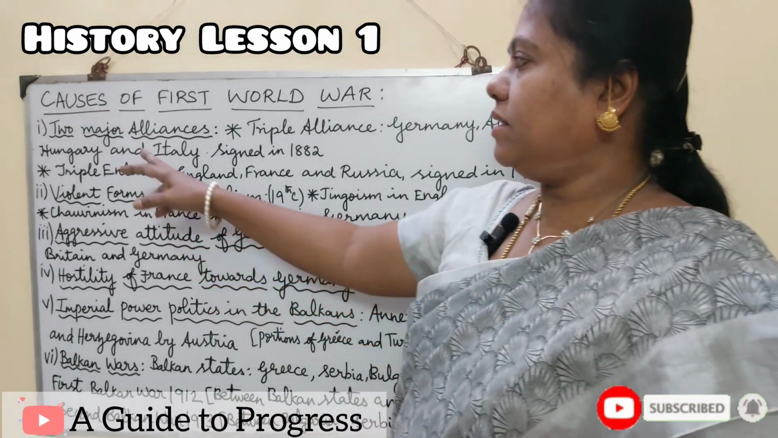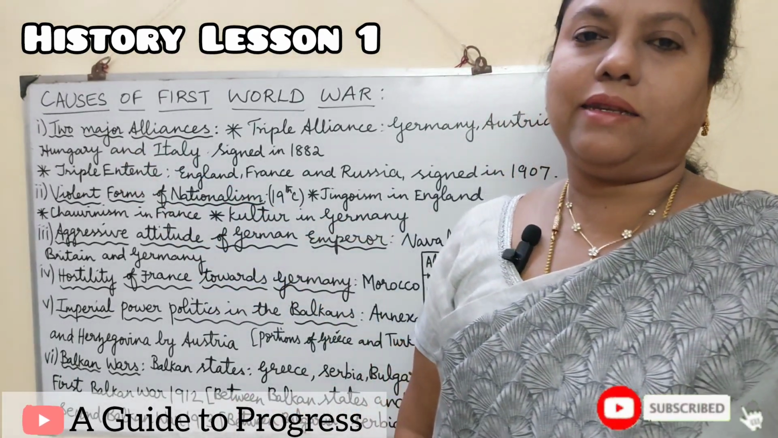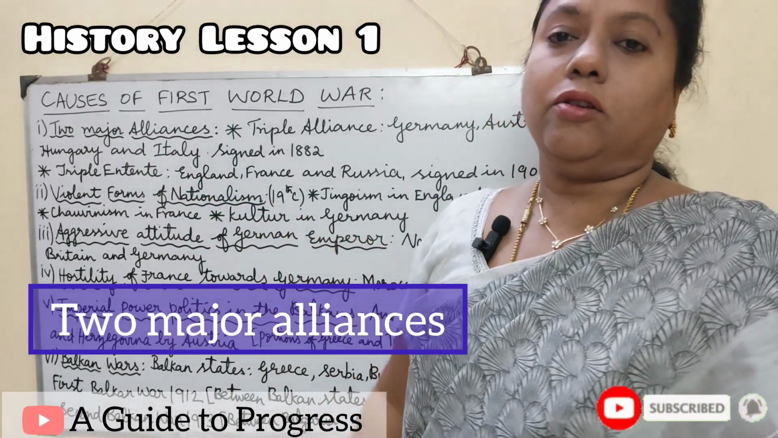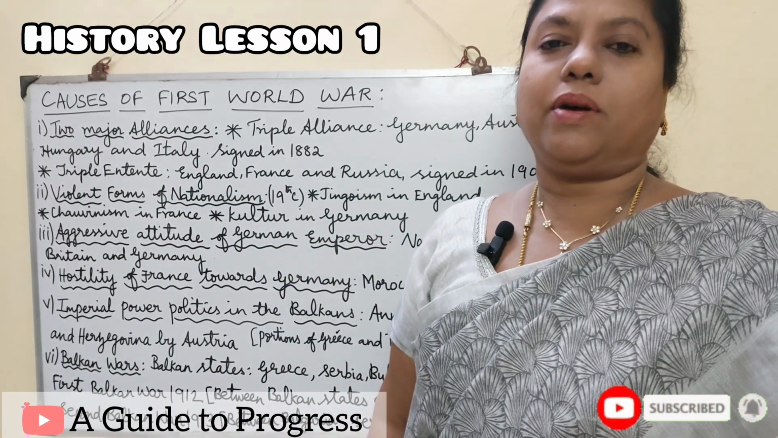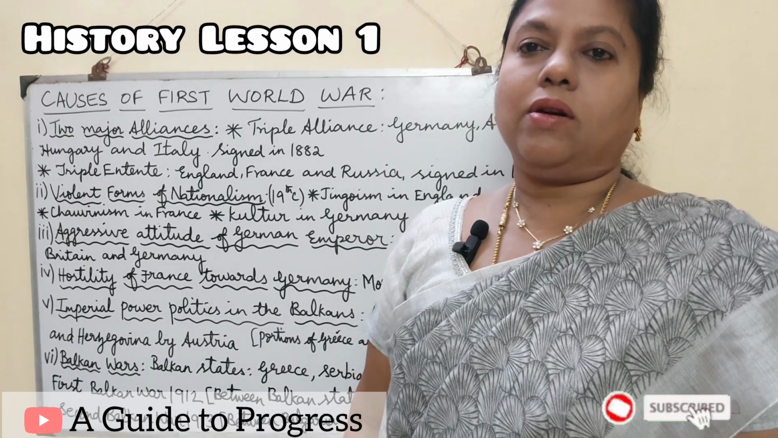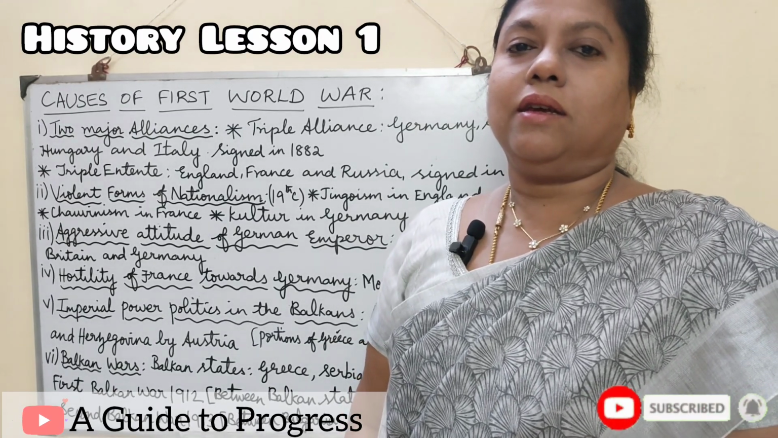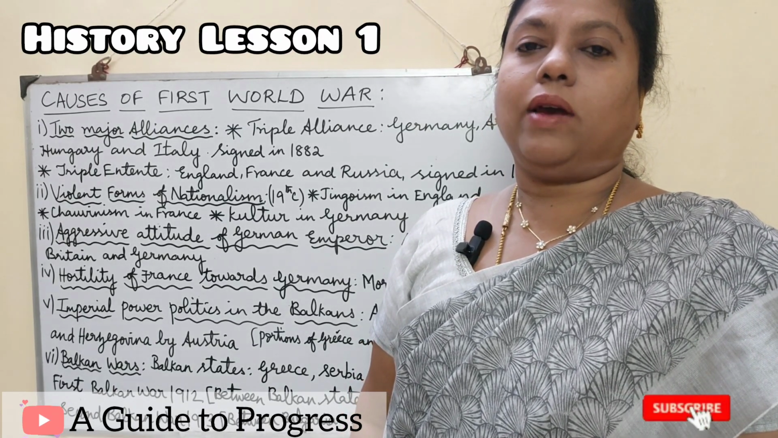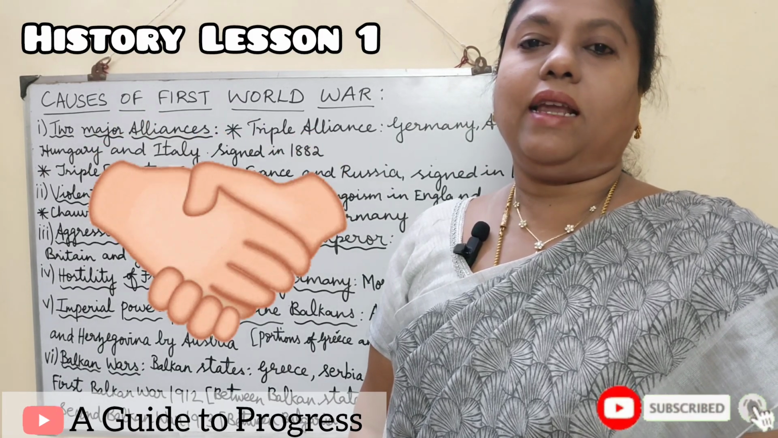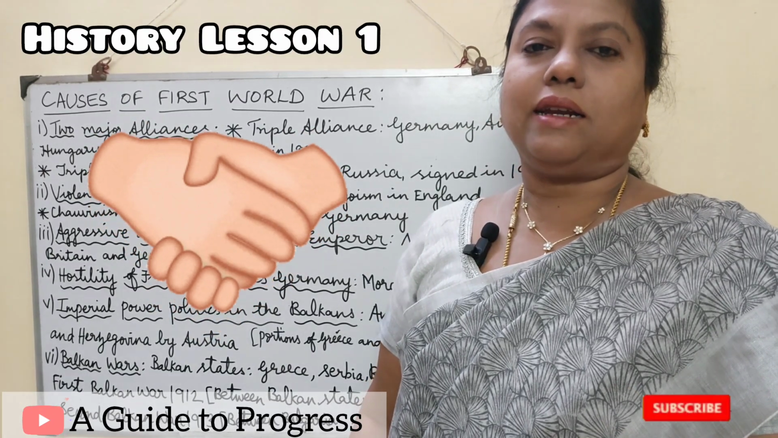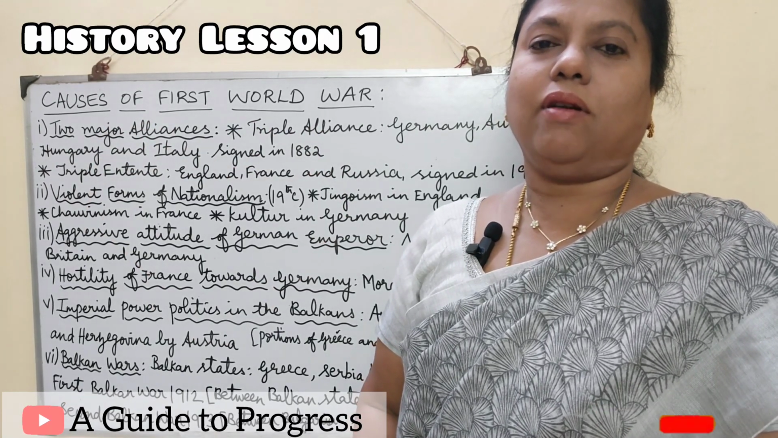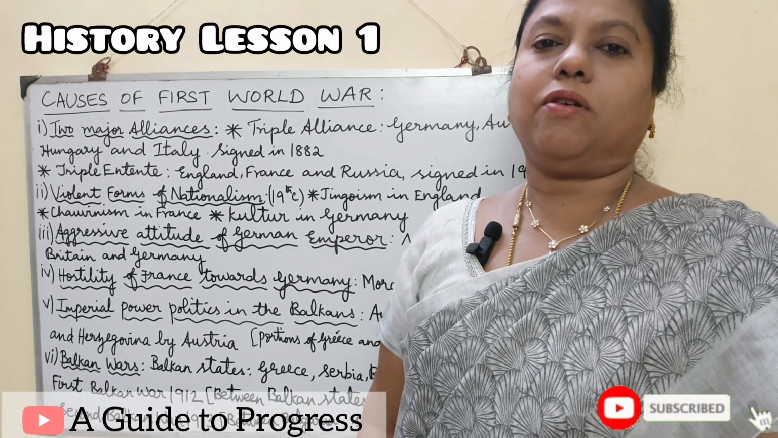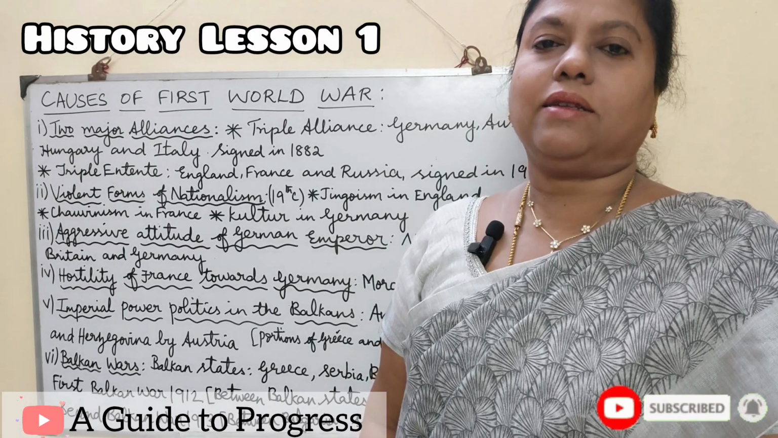So the first one is the two major alliances. There were two major alliances that were secret alliances formed among the European nations. What was the purpose of these alliances? They wanted to help each other in case of any external aggression. If any other country invaded them, these secret alliance countries would help each other. That was the purpose of this secret alliance.